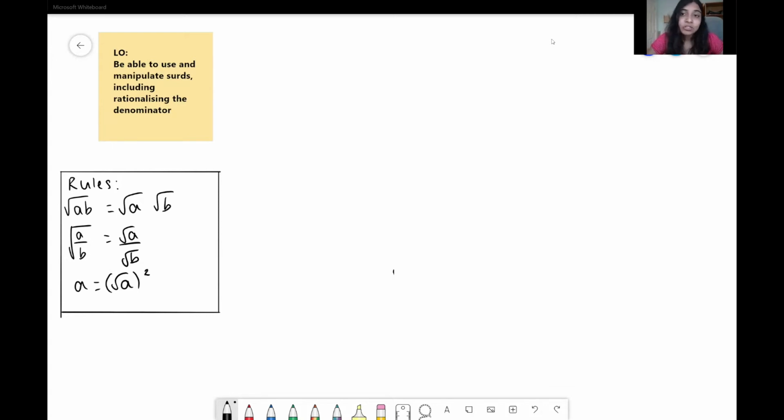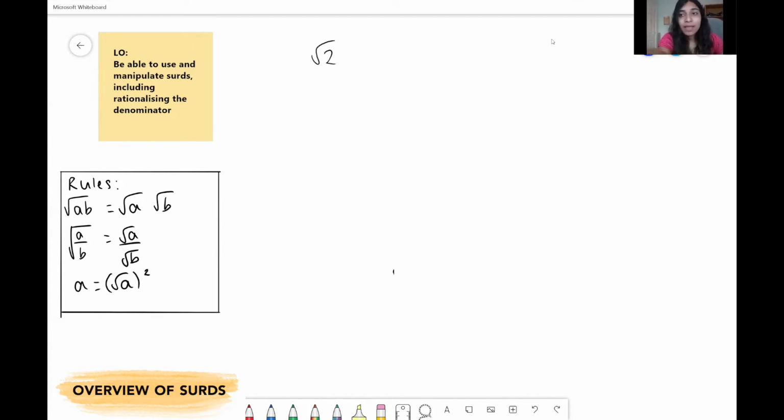So let's get started. Firstly, what is a surd? A surd is basically just a square root of a number that cannot be simplified to a whole number. For example, you could have root 2, which is equal to 1.41 etc., and as you can see, root 2 is not a whole number. But if you have the square root of 4, that's equal to 2, which is a whole number. So the square root of 2 is a surd, but the square root of 4 is not a surd, because root 4 is just 2, a whole number. A surd is always a square root of a number that cannot be simplified to a whole number.